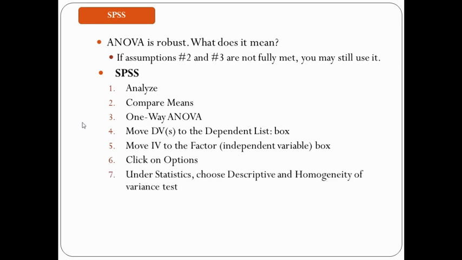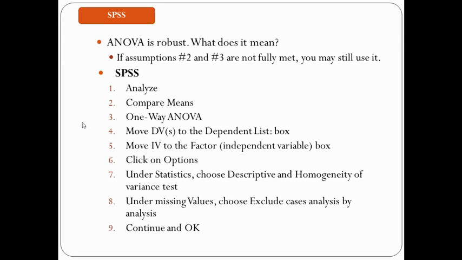So after we click options, we can choose under statistics. You tick descriptive and homogeneity of variance test. We want SPSS to produce descriptive statistics and variance tests. In this case, a test that tests whether variances of all groups are equal. And under missing values, please choose exclude cases analysis by analysis, because we want to exclude any respondent who has missing data, for example. And finally, we can click continue and OK.